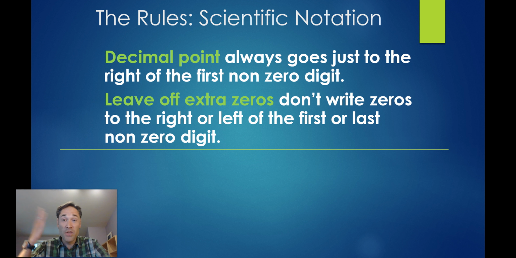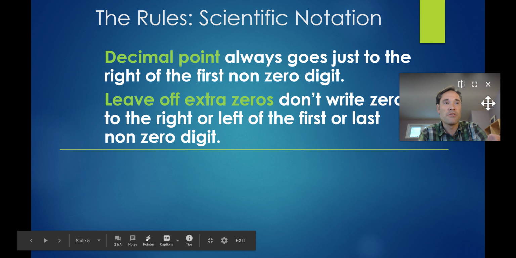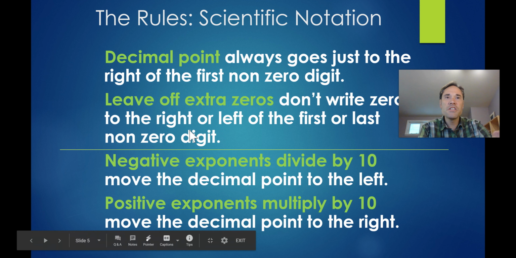So, okay, here we go. There are two other things that you want to remember here, and these two things deal with the exponents. So let's go ahead and put those down. First, negative exponents divide by 10, and they typically move the decimal point to the left if you're going from scientific notation into standard notation. I'll show you that in a moment. And similarly, positive exponents multiply by 10, and you move the decimal point to the right, so you're making the number larger.